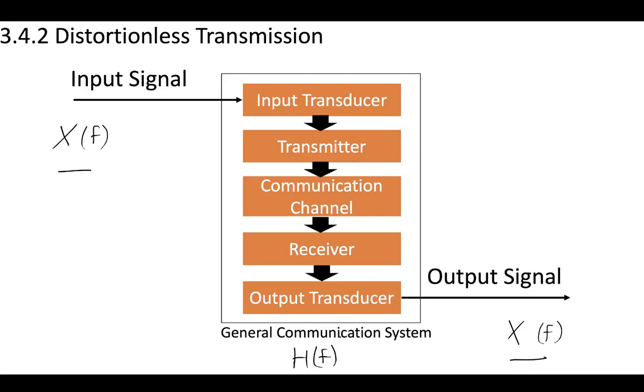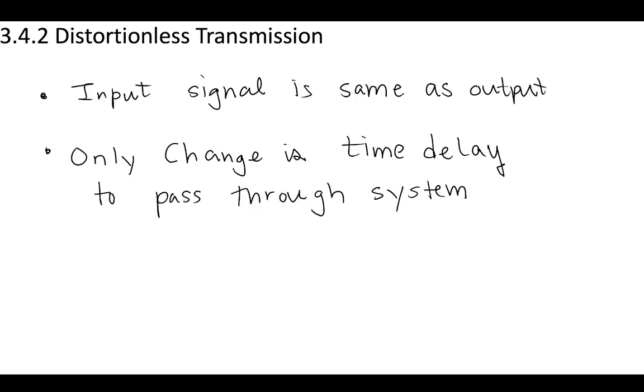So we want some kind of transfer function for the full communication system that does not modify the input signal. So this would be a distortionless transmission when we have the input signal totally unmodified by the communication channel. So we have minimal effect from the transfer function of this general communication system.